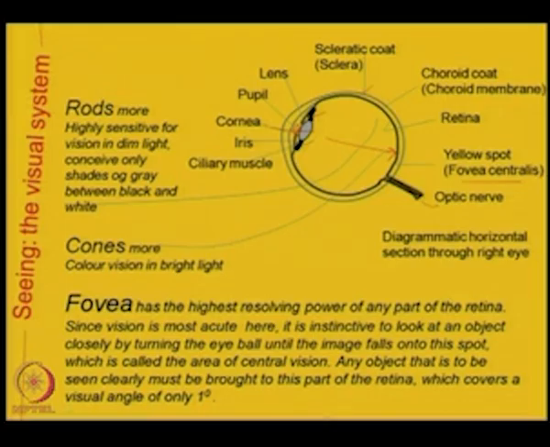Now, you see that there are two types of light sensitive cells. So that is the rods, highly sensitive for vision in dim light, perceiving only shades of gray between black and white, and they are more concentrated away from the center, that is the periphery region. Towards the central region cones are more, and they are mostly used for color vision in bright light.